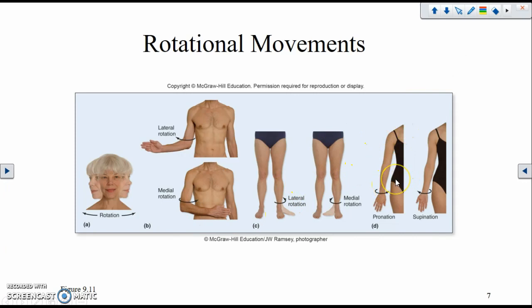Pronation, supination is about, in this case, your palm. Okay, so if your palm goes down, okay, if you want to think about that, that's called pronation. If your palm is up, that's called supination. All right. Supine is if you think about yourself when you're in the prone position, you're on your stomach, and when you're in the supine position, you're on your back. Okay.